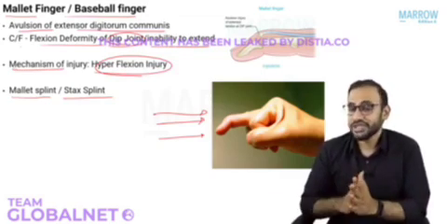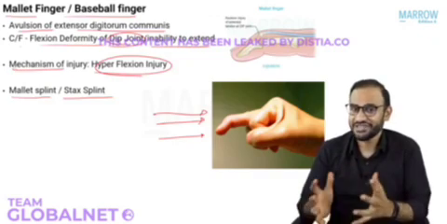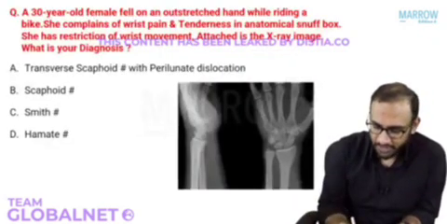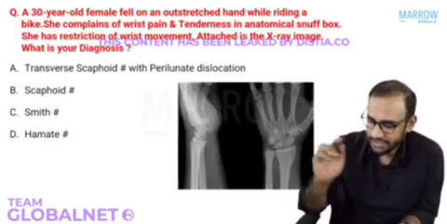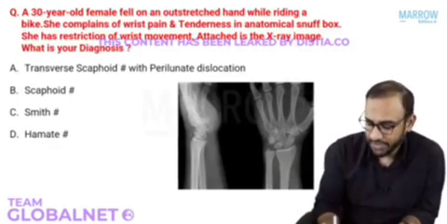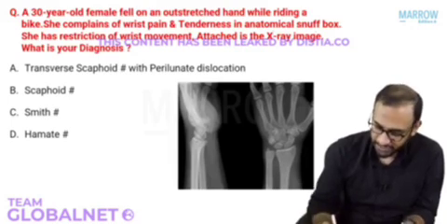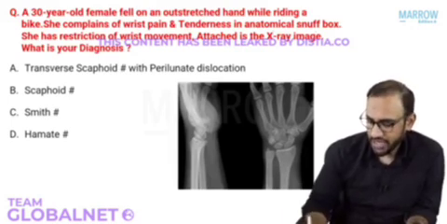Let's practice a few MCQs and see if we have understood this vast and important topic or not. So let's look at the first question. A 30-year-old female fell on an outstretched hand while riding a bike. She complains of wrist pain and tenderness in anatomical snuff box. She has restriction of wrist movement. Attached is the X-ray image.